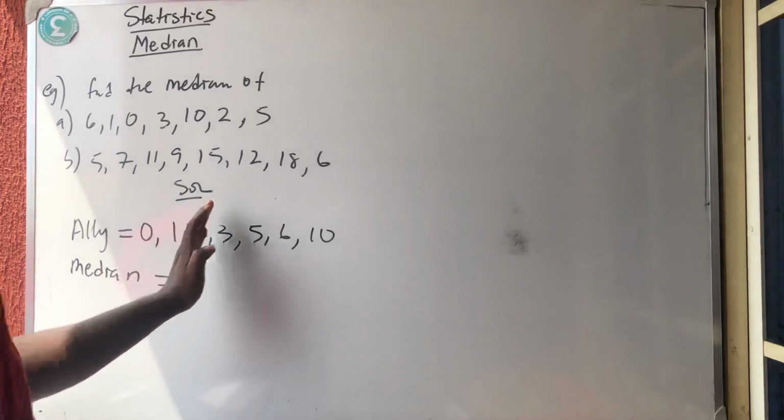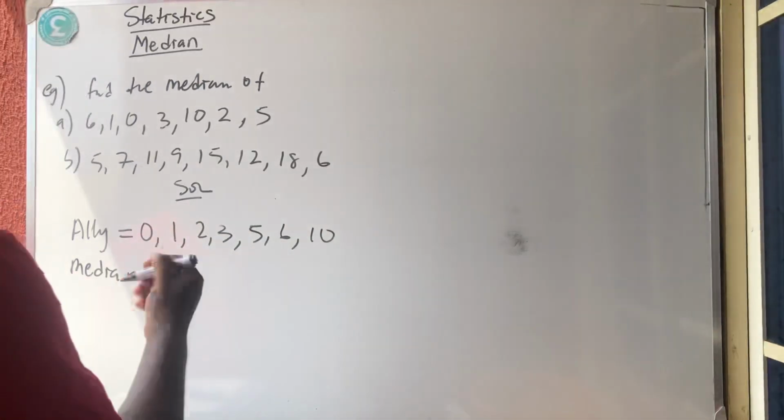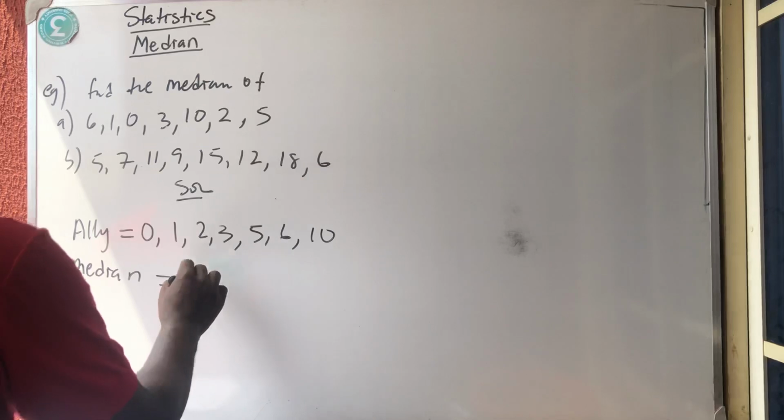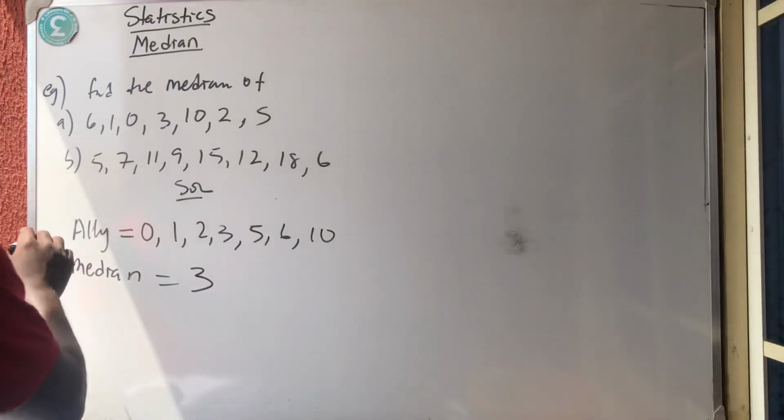If I remove 3 from this side and 3 from this side, you see that the one in the middle is the median. So the median is just 3. That is for A.